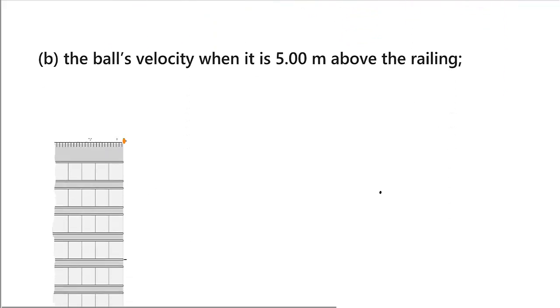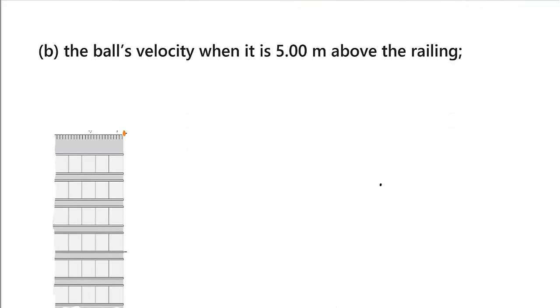Now let us do the second part of the problem. This part says we have to find the ball's velocity when it is 5 meters above the railing. That is above the railing. So this is my origin, this is the railing point. Above the railing means somewhere here, 5 meters. This means y is equal to plus 5 meters.